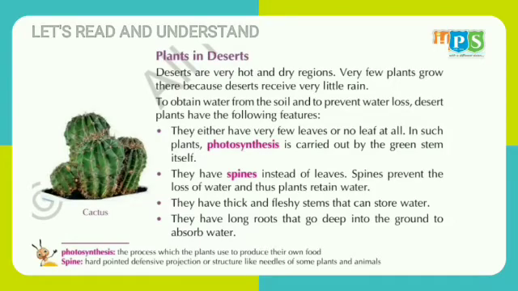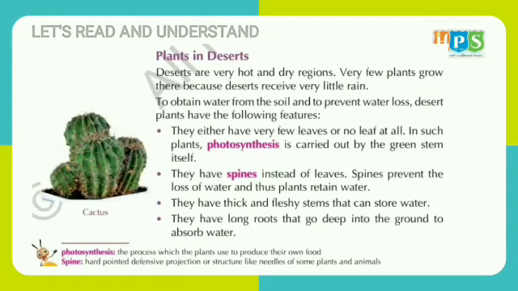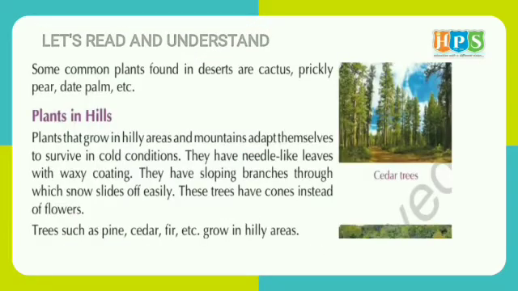So here you can see that there is a cactus plant that grows in desert areas. And you can also see there are spines, the hard pointed defensive structures like needles, which protect some plants from animals. So they have these kinds of spines. Let's read further. Some common plants found in deserts are cactus, prickly pear, date palm, etc.